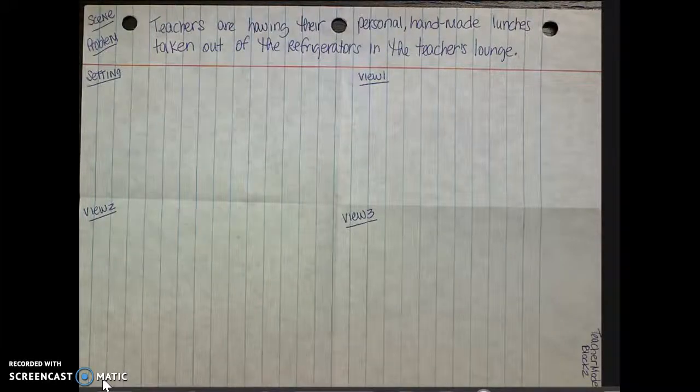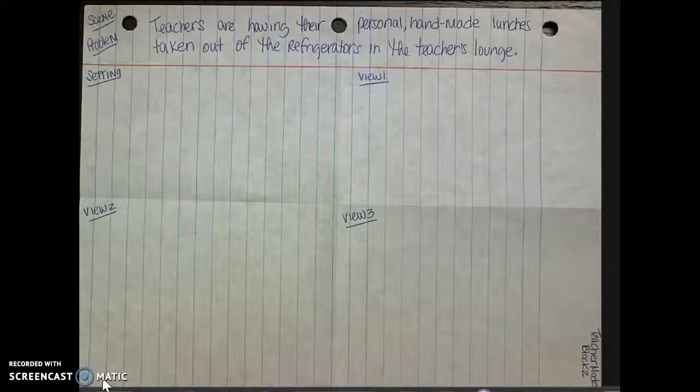For our writing purposes, it's going to be expected that you write from 3 points of view. You're going to be given an extra credit opportunity that you can write from a 4th point of view, and you will be personifying an inanimate object that is in the scene. Okay? So since I'm writing about the teachers having their lunches taken from the refrigerator in the teacher's lounge, I might write from the point of view of the lunchbox if I were to do the extra credit. But everybody's expected to write from 3 points of view.